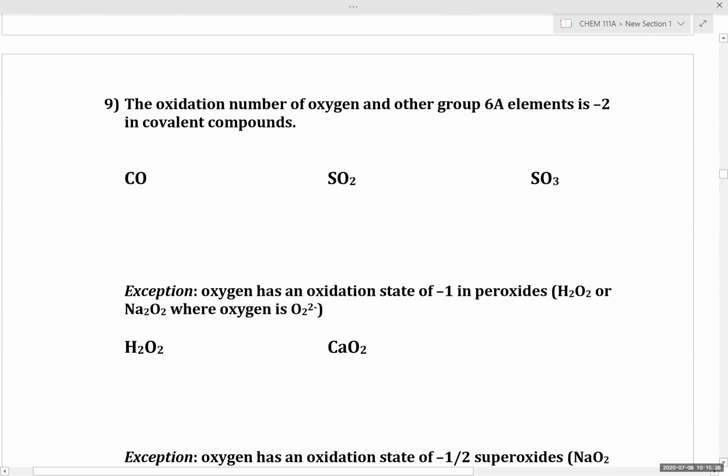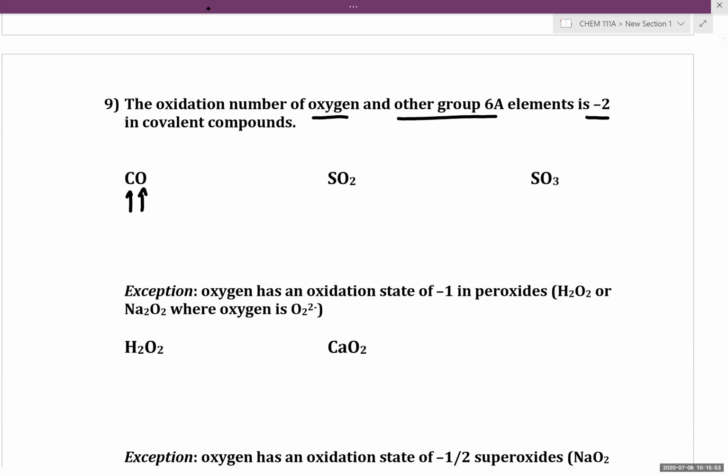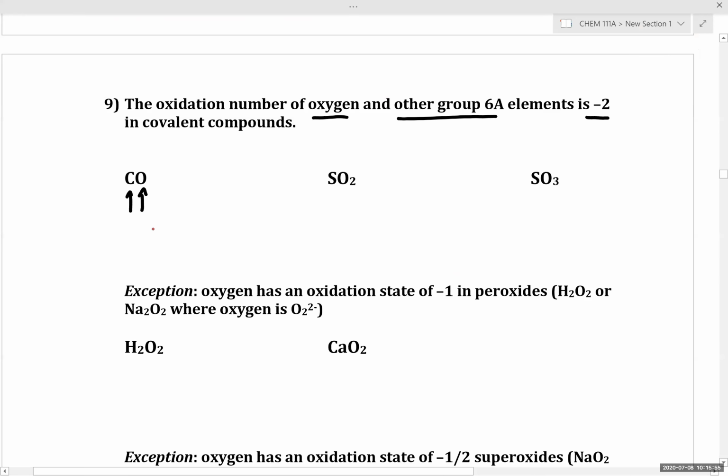Let's keep going now. The oxidation number of oxygen and other group 6A elements is -2. But remember, the oxidation number assignments are based on electronegativity. So for example, in carbon monoxide, oxygen prefers an oxidation number of -2. So what is the oxidation number of carbon as a result? And don't be shy to share your responses in the chat or verbally.